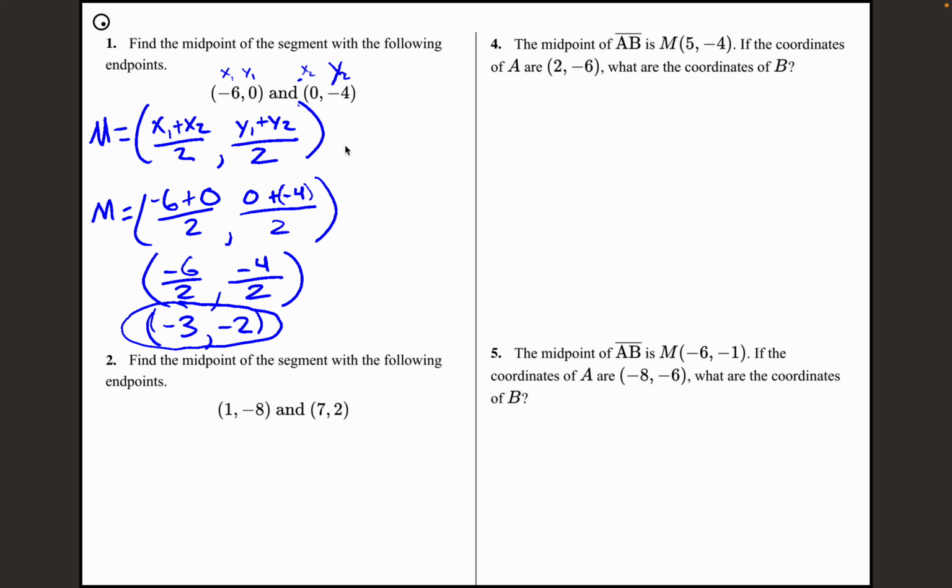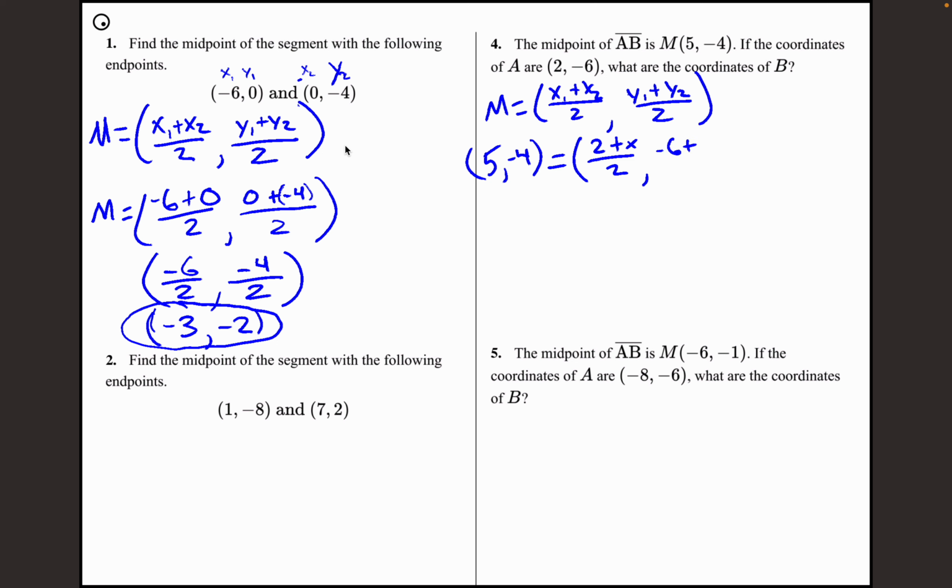I'm going to write the equation out. Again, M equals x1 plus x2 divided by 2, y1 plus y2 divided by 2. My midpoint value is 5, -4. Then we can plug in our value of A, which is our x1 and y1. Our x1 is 2, so it's 2 plus x over 2. Our y1 is -6, so we put -6 plus y over 2. Let's go ahead and solve.